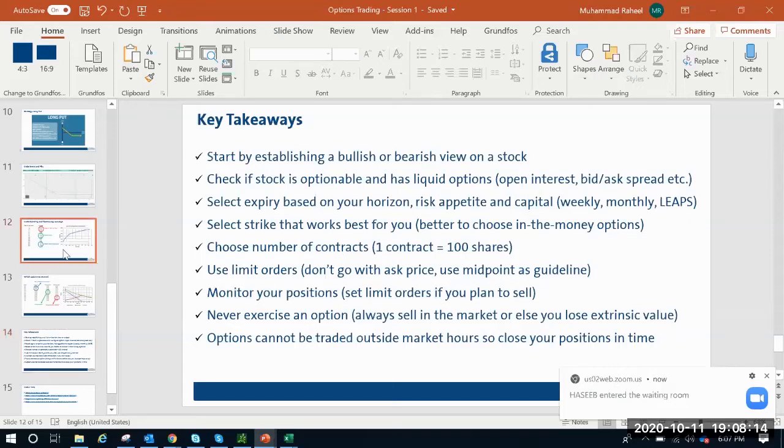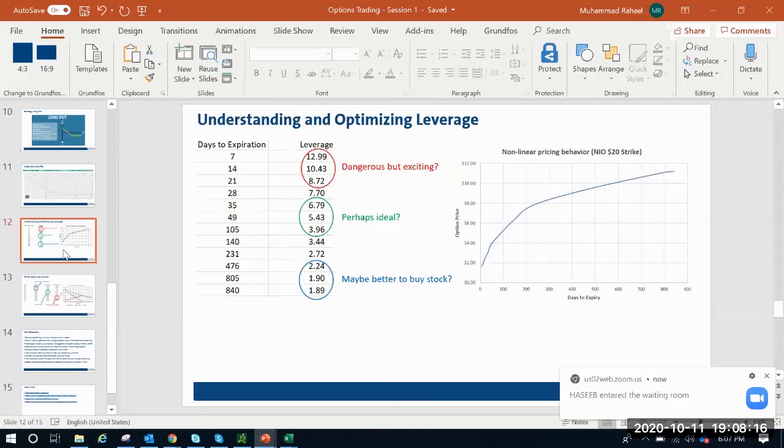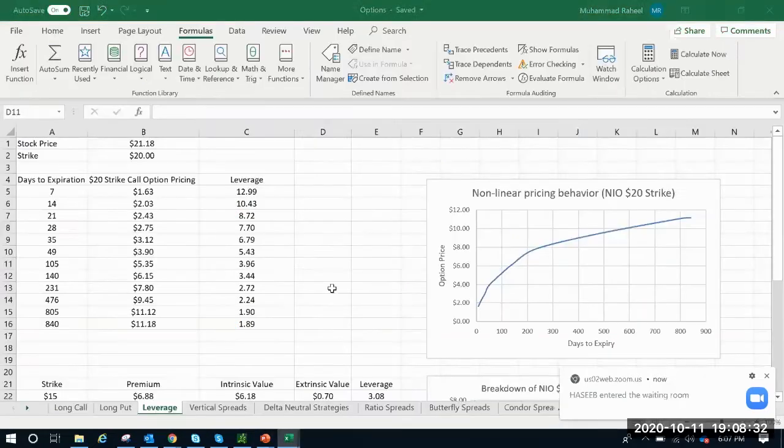Okay. So the first thing that I would like to talk about today is understanding and optimizing leverage. That is the most important thing when it comes to options. First thing we want to know and understand is, what is leverage? How do you define leverage, right? So the best thing is to go into this little spreadsheet that I made.